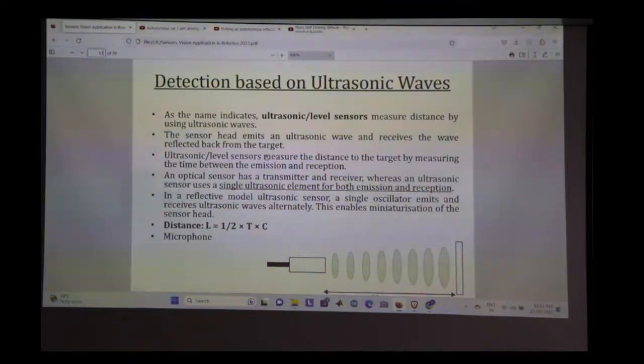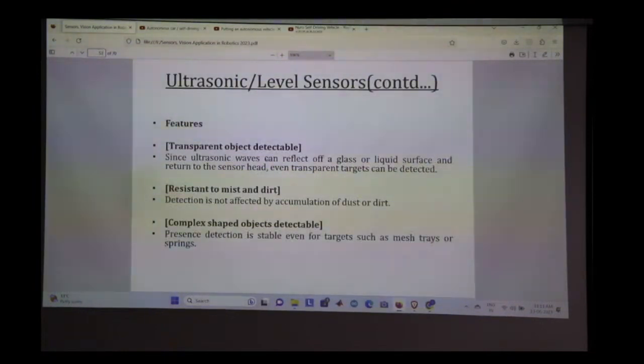And this detection is undetectable because you cannot see it. If you are using light or infrared, you can visualize it. But if you are using ultrasonic sound, it is not in the range of your human ear, so you may not be able to hear it. It's a kind of covert measurement. Then we have different ultrasonic level sensors that can be used for transparent object detection, resistant to mist and dirt, and complex shaped object detection.